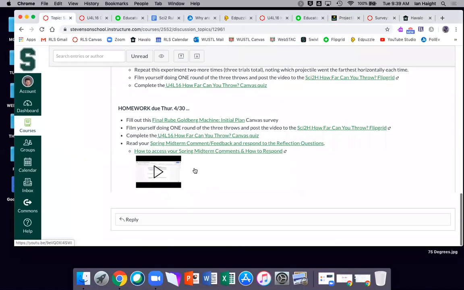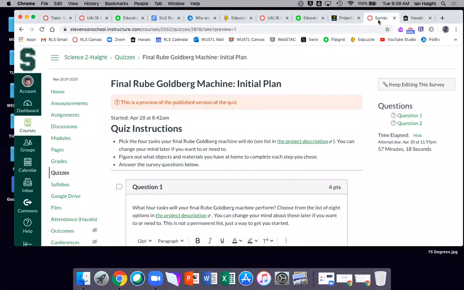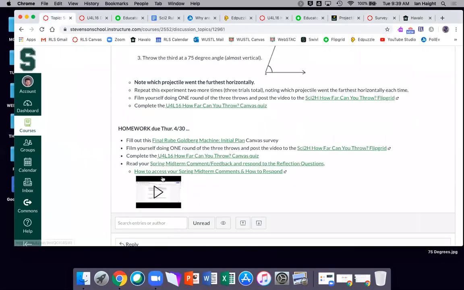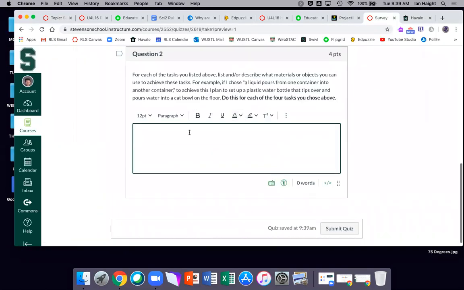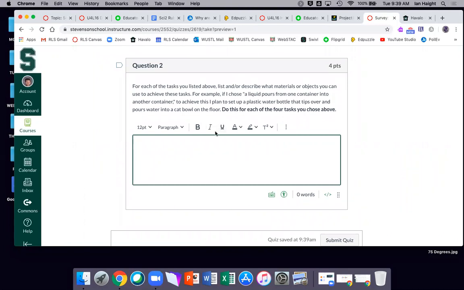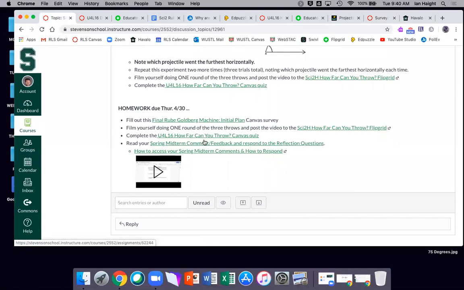The other homework is, as I said at the start of class, starting to think about your final Rube Goldberg machine. There is a survey on Canvas. It's linked right down here on the bottom, the final Rube Goldberg machine initial plan. It's just 2 questions. I want you to pick 4 of the 8 required tasks for your Rube Goldberg machine, and then think about what items you have in your home that you could set up permanently to achieve those. So it's almost sort of like an initial plan. The next thing we'll do is start thinking about how we can sew these together and how we can start building them so that they accurately work every single time. The 2 middle ones are just the classwork, so if you didn't finish those, that's homework.